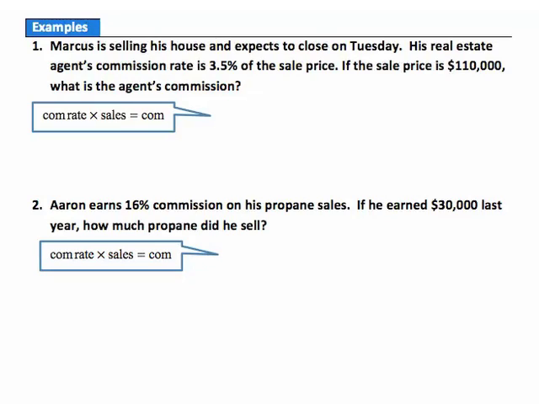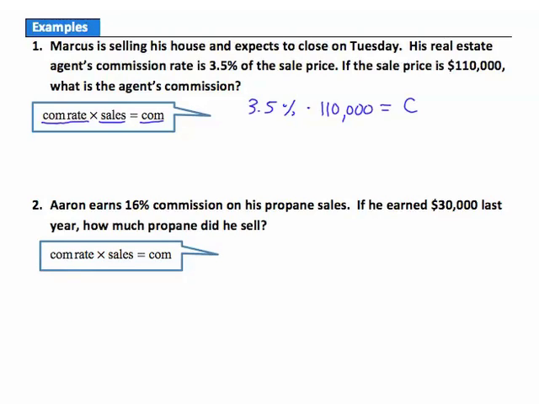So again, here's our commission equation. We're going to take the commission rate times the sales to give us the commission. So let's take a look. The commission rate is 3.5%, so we're going to have 3.5%, and we are going to multiply that times the sales, and in this case the sales, that's $110,000. And now we're going to see what the commission is that this salesperson is going to earn. Well, all we need to do is take this 3.5% times 110,000.